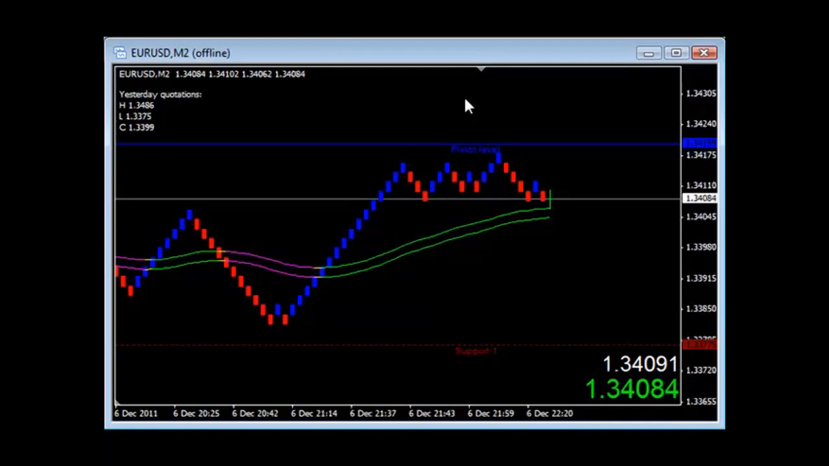I think we hit support 1 twice in the London session early on, and then we hit it again in the U.S. session once or twice on the euro dollar. It was a rock today. We just couldn't get past it.